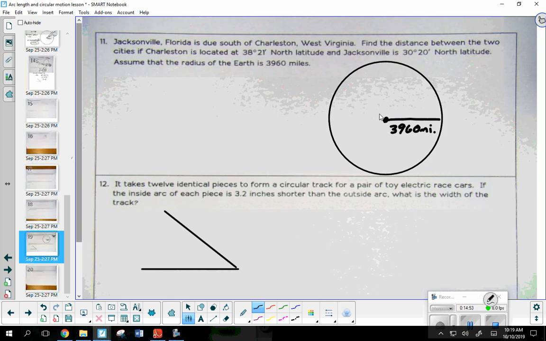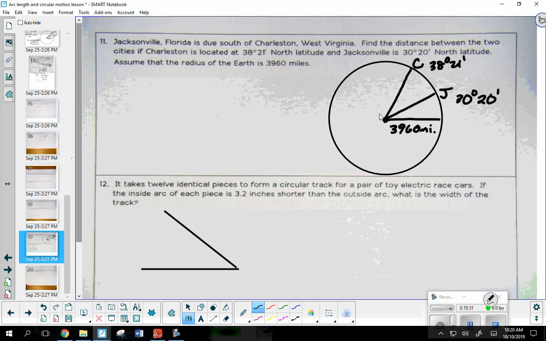So the thing is, remember, I've said before that the Earth isn't a perfect sphere, but realistically, if we were going to try to find the distance between 2 points on the surface of the Earth, it's not going to be a straight line. It's going to be an arc. Exactly what we've been talking about in this lesson. So these 2 angles here represent the cities. We know that Jacksonville is due south of Charleston. Charleston's located at 38 degrees 21 minutes. And Jacksonville is at 30 degrees 20 minutes.